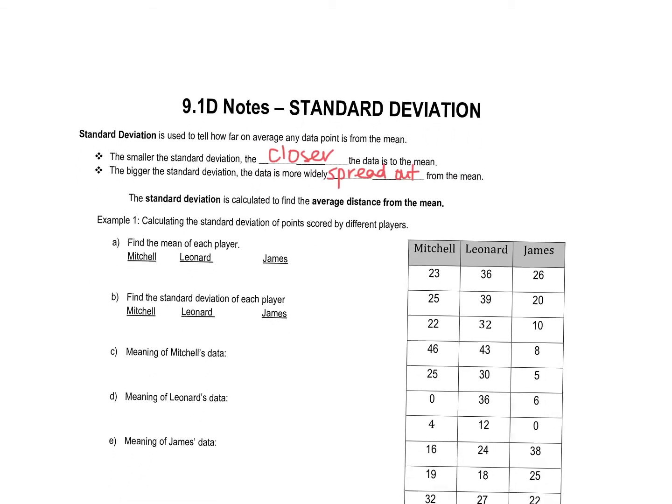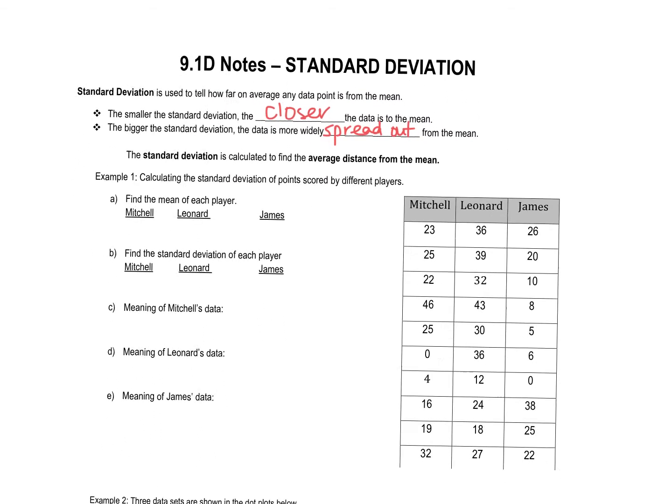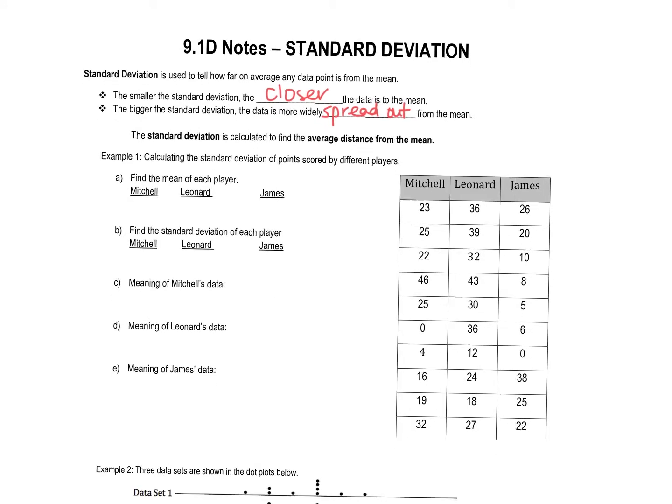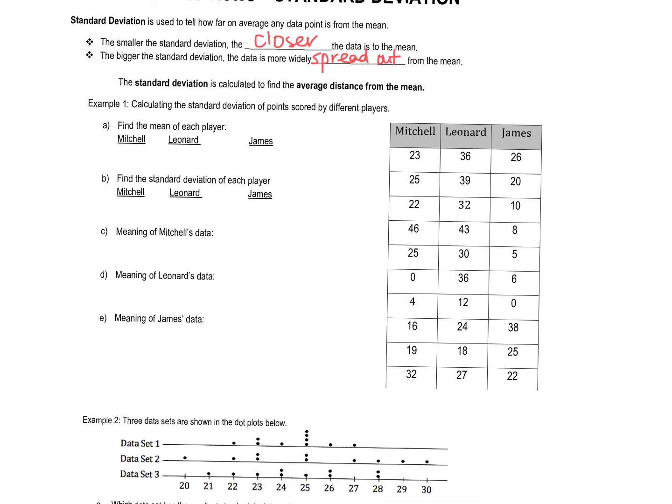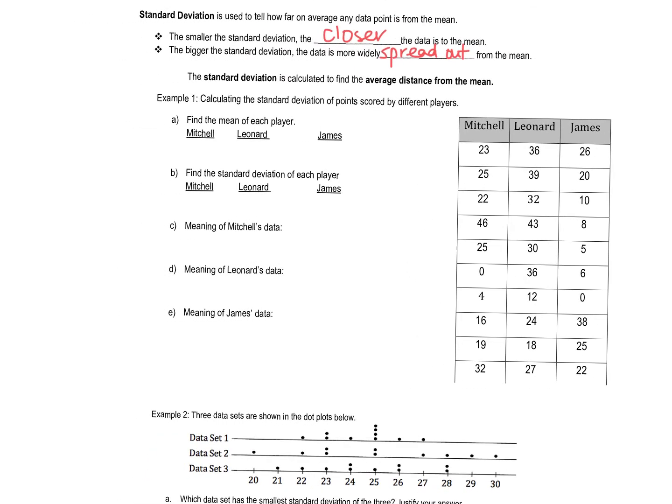So we're going to calculate the standard deviation of points scored by different players for basketball. So we have a table here for Mitchell, Leonard, and James, and these are the points they've scored in different games. And we're going to find 2 things for them. We're going to find the mean, or their average, and their standard deviation, how far apart their data is from the mean, from the average. Okay, so I will first show you how to input the data into your calculator.